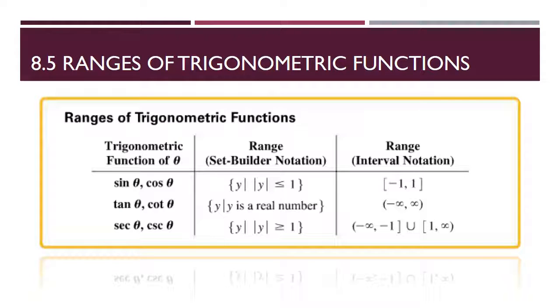Here's a summary of the ranges of our trig functions. Okay, we've already said that sine and cosine have to be between negative 1 and 1. Tangent and cotangent we've seen go from negative infinity to positive infinity, so all real numbers. And then secant and cosecant are going to go from negative infinity to negative 1, and then from 1 to infinity.